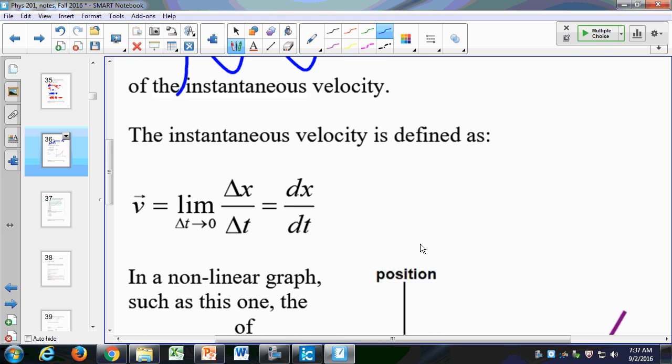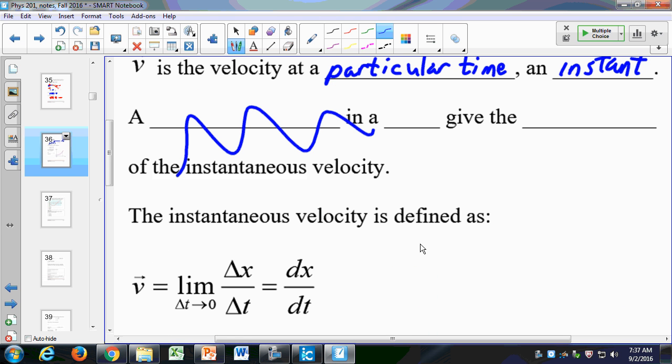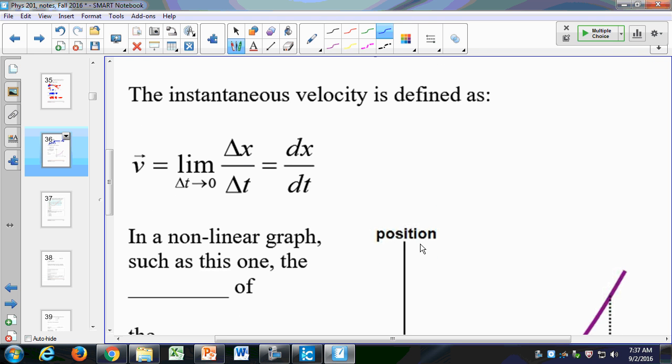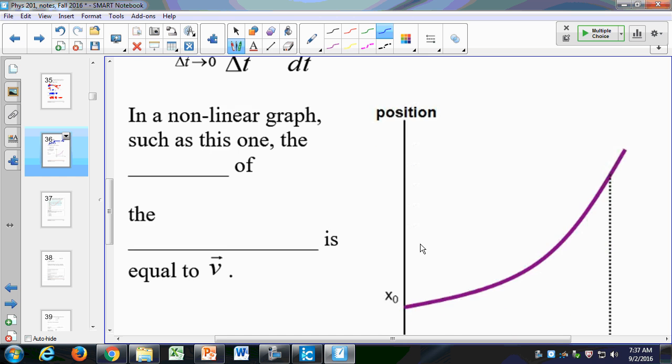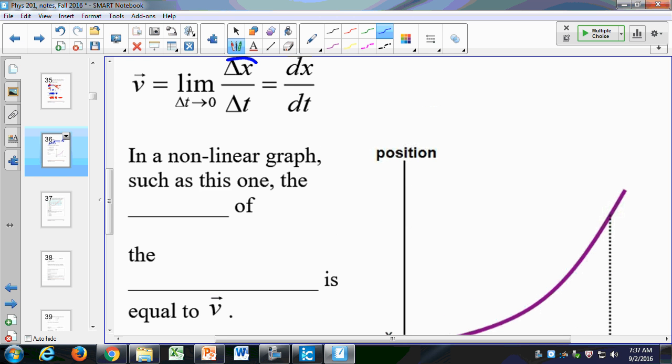But we're going to define the instantaneous velocity in this way. So let's say that I have a position versus time graph, like this one, and I can find the average velocity. This is the average velocity. It's that delta x over delta t over a particular time interval. What we're going to do with this is take that time interval and collapse it down to just a particular instant. So what this is saying, it's the limit as delta t approaches 0.